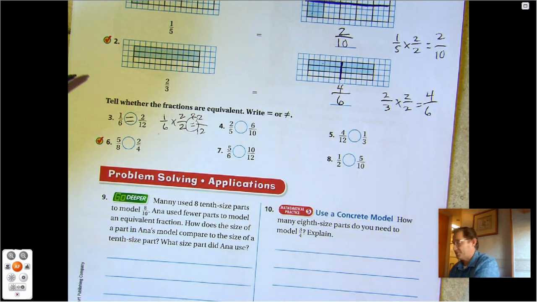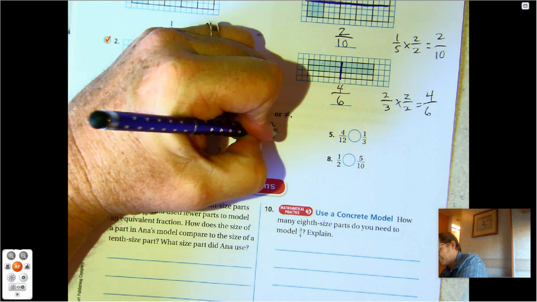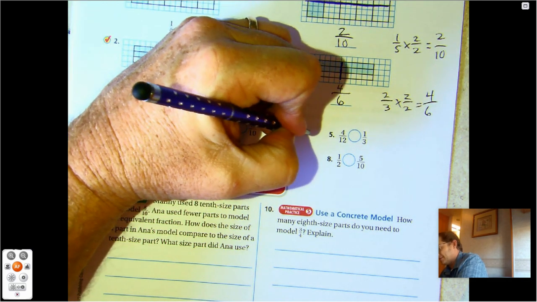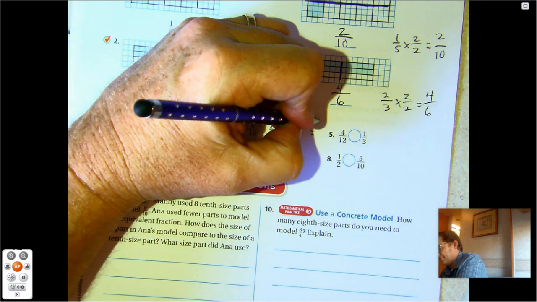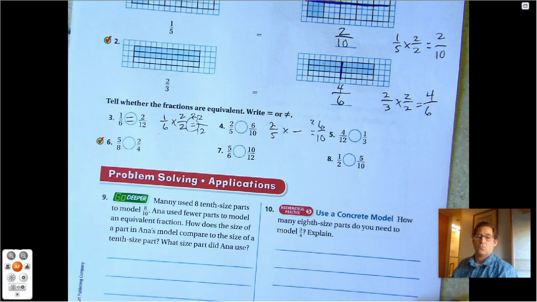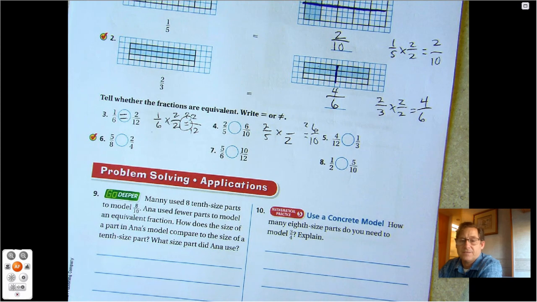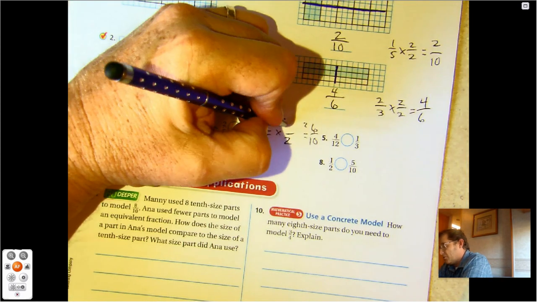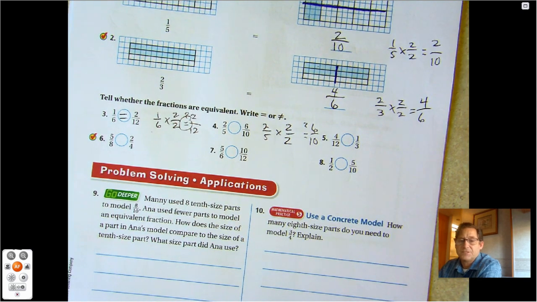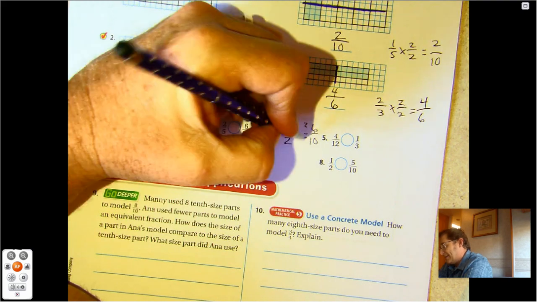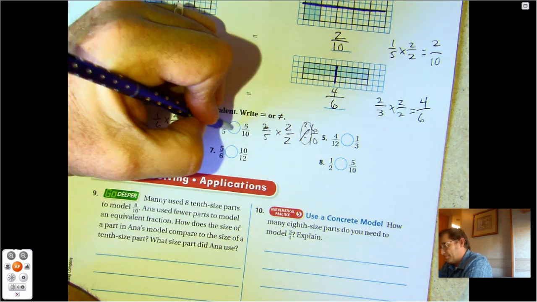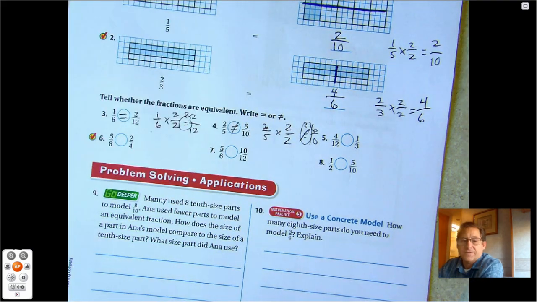Number 4, 2/5 times something, does it equal 6/10? Well, if I multiply 5 by 2, that would double the size of the denominator, or the number of equal parts. And I also have to multiply the numerator by 2. Is 2 times 2 6? Is it not? So 2/5 is not equal to 6/10.